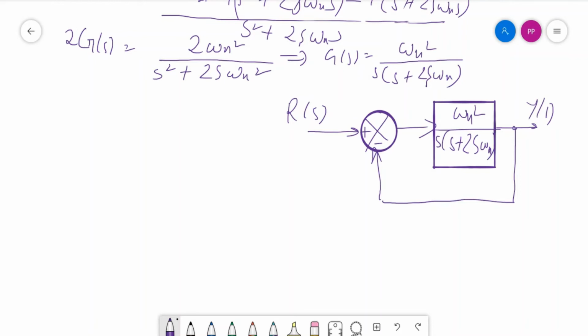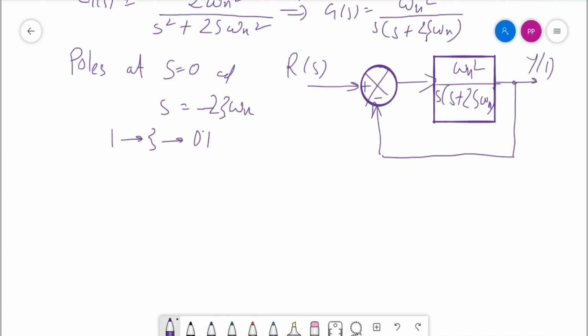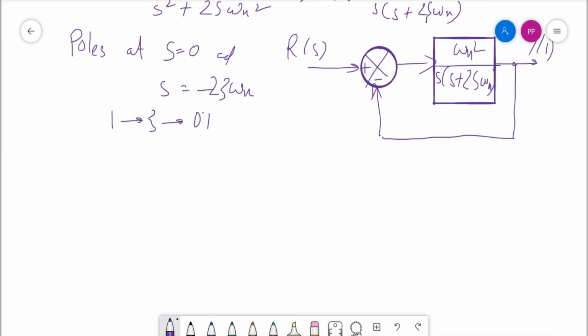So here I can see that we have the poles at s equal to 0 and s equal to minus 2 eta omega n. These two poles are there, and when the value of eta varies from 1, this value is going towards 0.1. So we can understand that the Bode plot will show us a peak in its response.